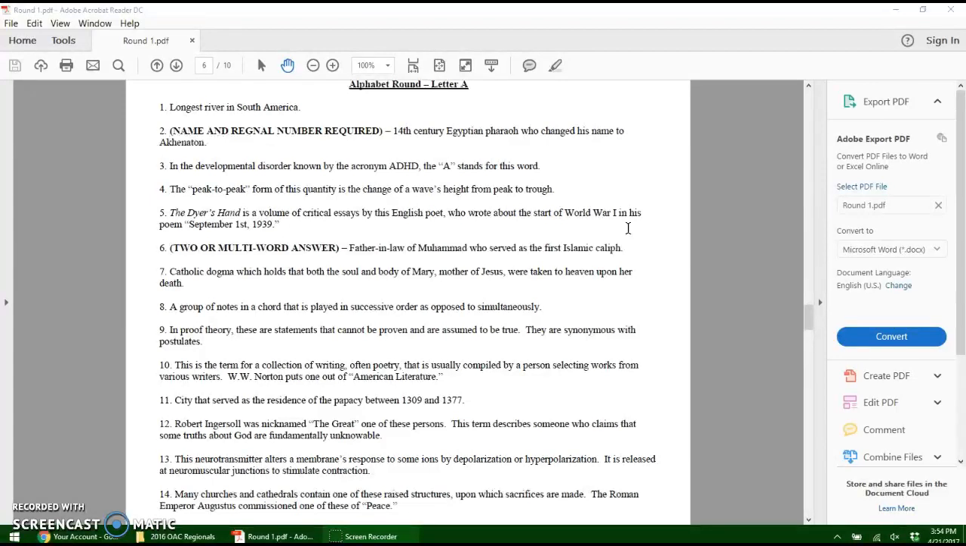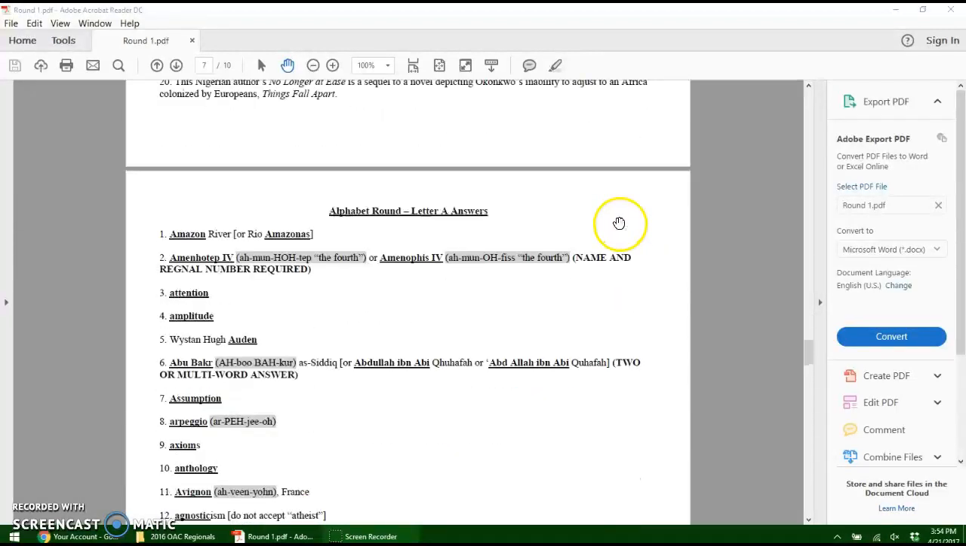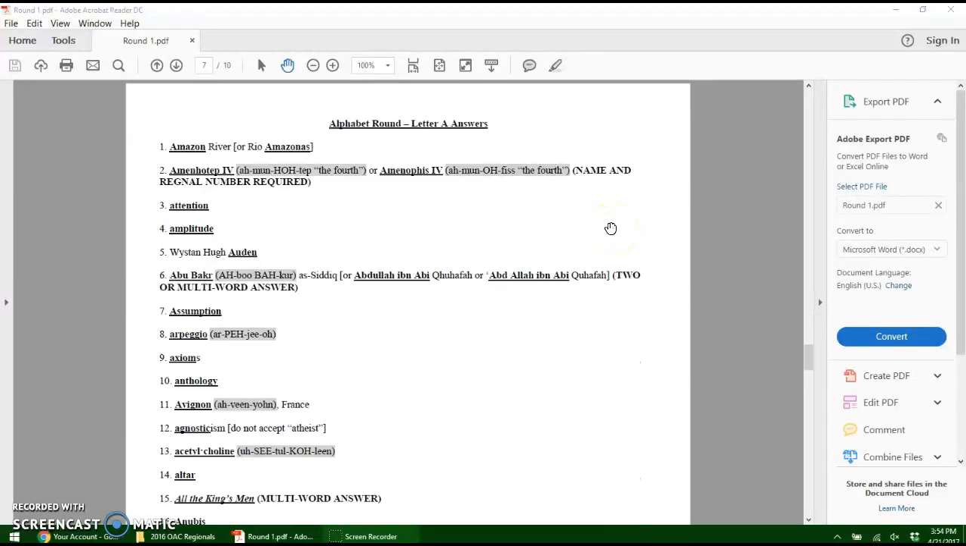It is at your discretion whether you want to read the questions as you're reading the answer. If you are in a time crunch, or if you're just not comfortable and you don't want to read the questions, you only need to read the answers, which will be provided for you on the next page. So if you just want to say the answer to number 1 was the Amazon River, the answer to number 2 was Amenhotep IV, that is fine. If you would like to read the accompanying questions with them and have time, that is also fine, and many people do that as well.